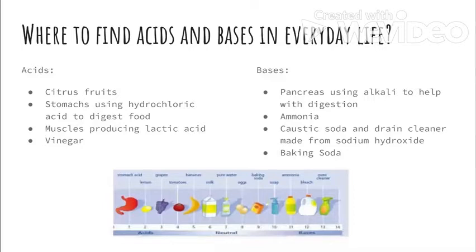Looking at bases, your pancreas actually uses alkali, which is a base, to help with digestion and breaking down food. Ammonia is another common base. Caustic soda or drain cleaner made from sodium hydroxide is also a base. The sodium hydroxide is the main component that makes it a base. And baking soda is one of the most common bases we have in our kitchen every day.